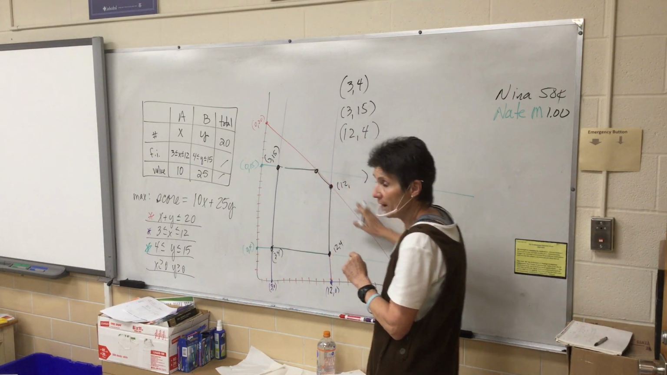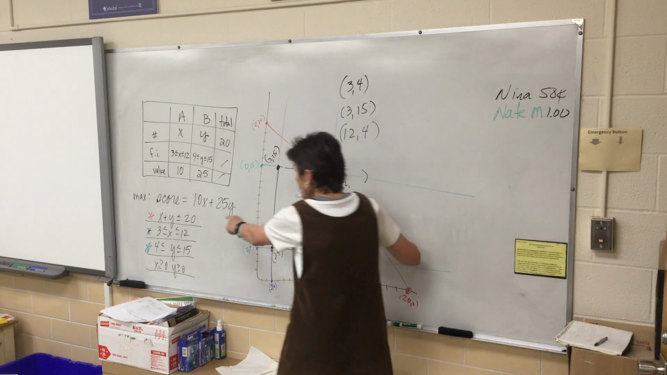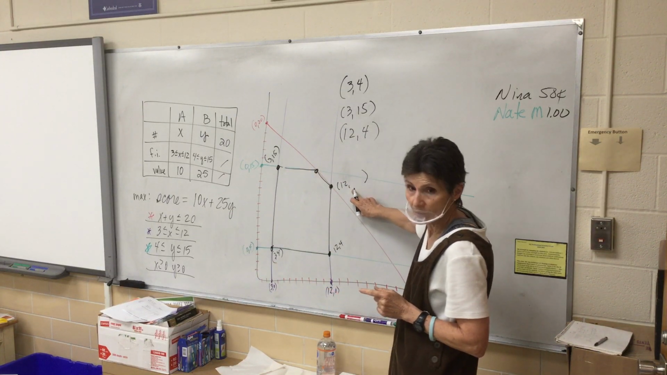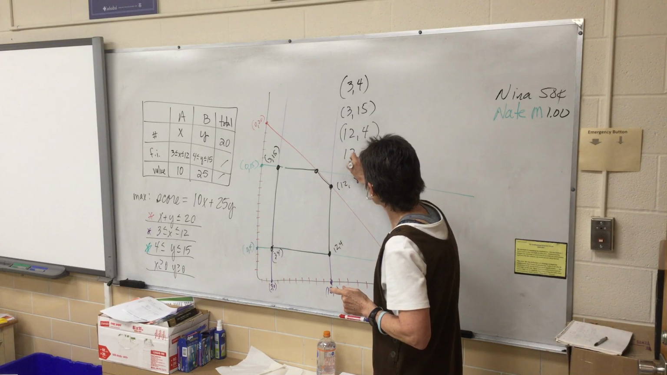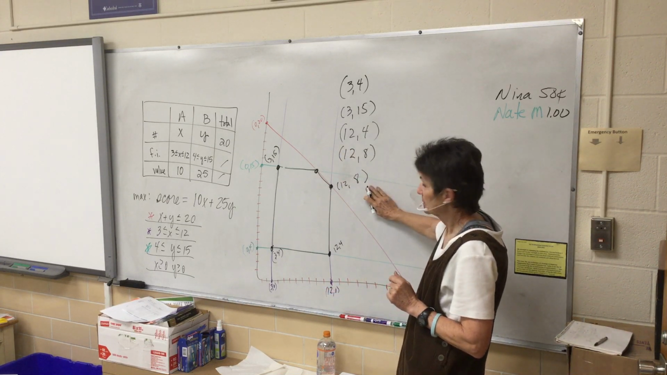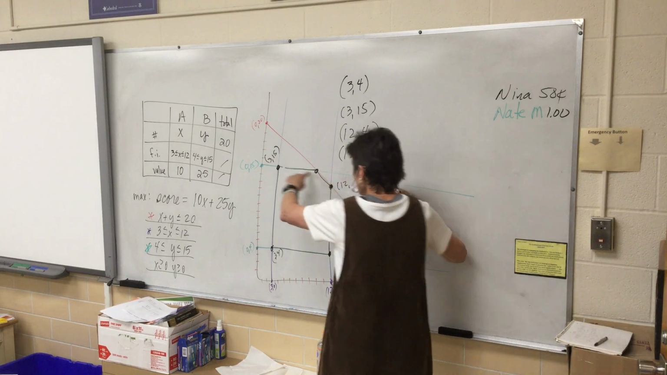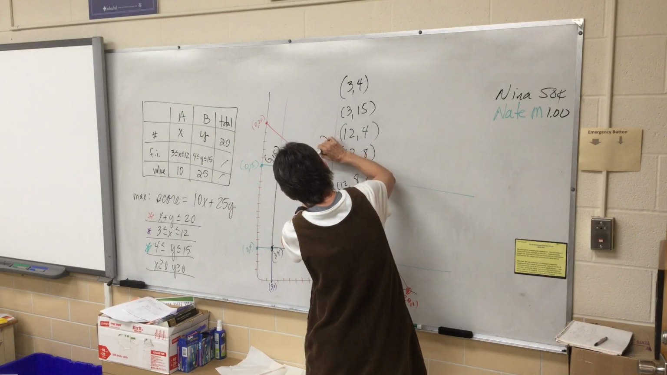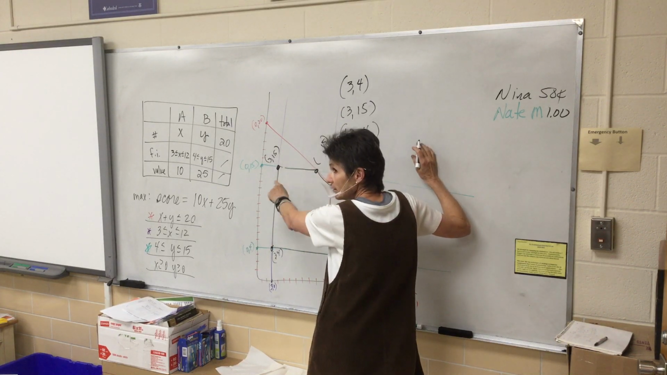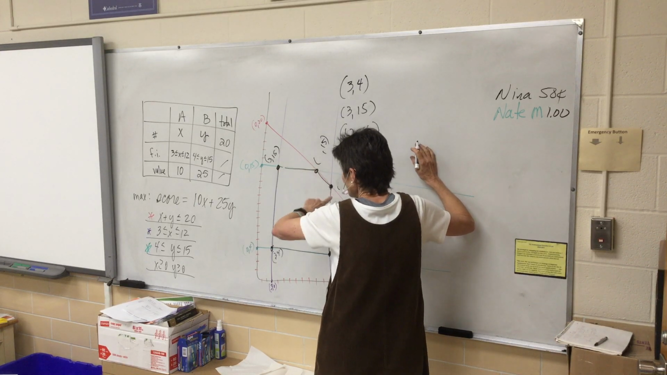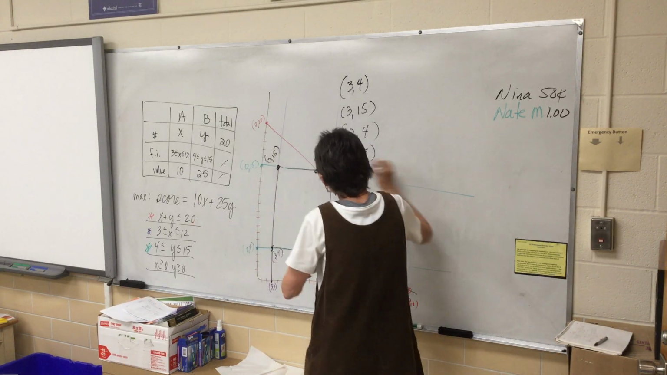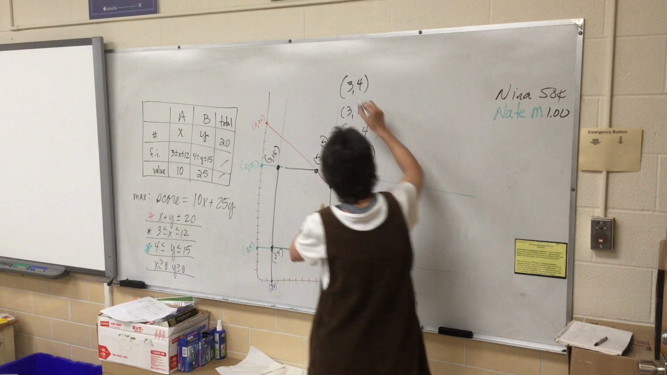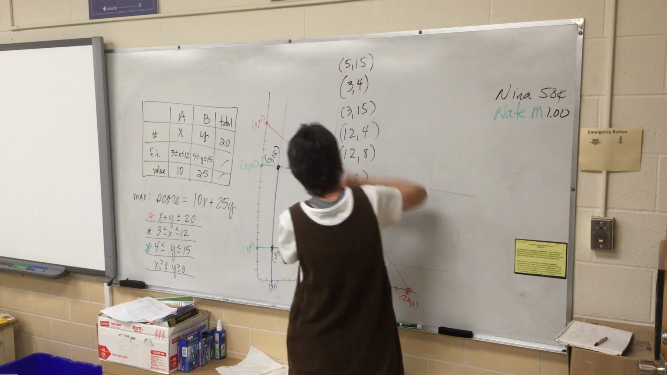But that point is on the red line, and on the red line, they have to add up to 20. So if we know X is 12, then Y has to be 8. Now similarly, look at this point right here. We know that Y is 15 on that point, but it's on the red line. And on the red line, they have to add up to 20, so X must be 5. So that's the point 5, 15.